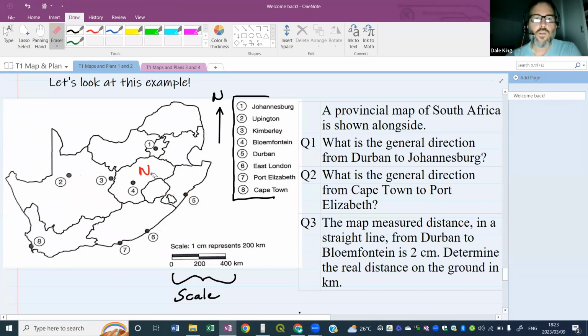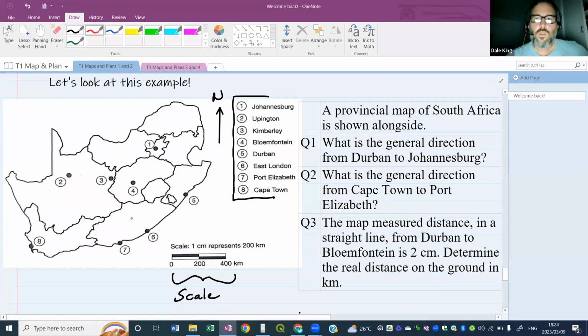Here's another one. What is the general direction from Cape Town to Port Elizabeth? Anyone? We got west, we got southwest. We're just going through basic map orientation and map skills for maps and plans. So we're going from Cape Town to Port Elizabeth. Now Cape Town is down here. Southeast. Ah, now that's interesting. I've got a lot of people saying southwest, and you are saying southeast. I love it when the answers are different.